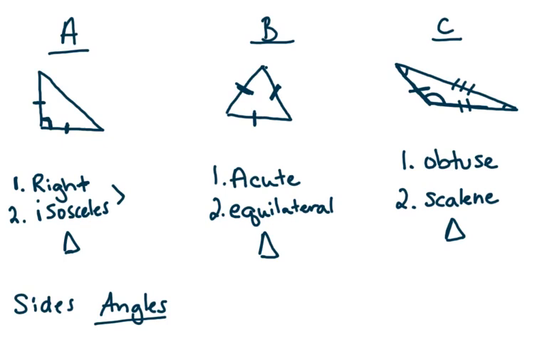Now, it won't always work out this way. You can have the names intermixed a little bit more, but you'll always have one for the sides and one for the angles. Okay, this is Unit 5, Level 1, classifying triangles.